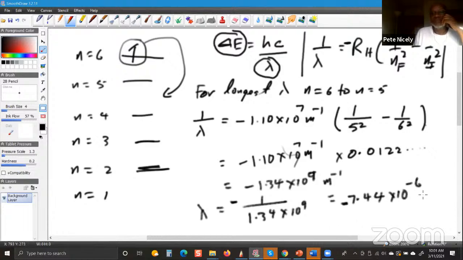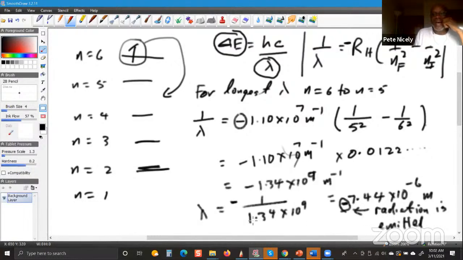meters, all right? Now, here's something that you need to take into account. You'll notice that there's a minus sign here, which comes directly from the minus sign in the original equation. You might be wondering what's the significance of the minus sign, because there's no such thing as a negative wavelength, right? So the interpretation of the minus sign is that this represents the wavelength of the light that is emitted, right? So the minus sign indicates that radiation is emitted.